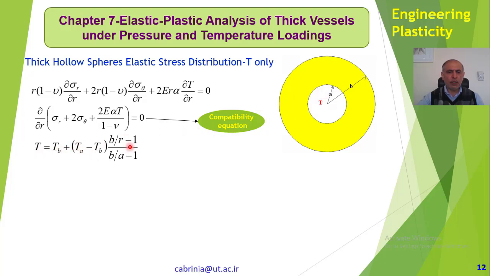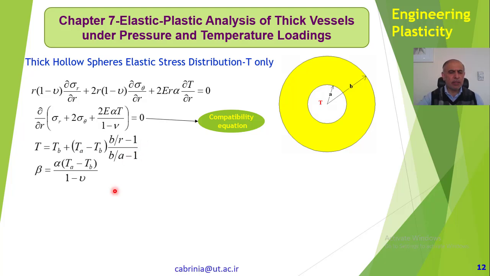So the boundary condition is applied correctly, and this relationship has been assumed for the temperature distribution between TA and TB. Of course, we can assume a different kind of temperature distribution between TA and TB, but this is a linear relationship. We usually use this kind of thing.